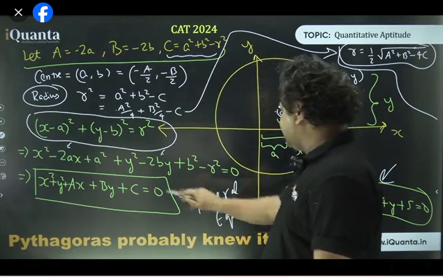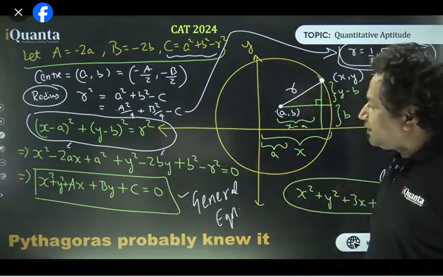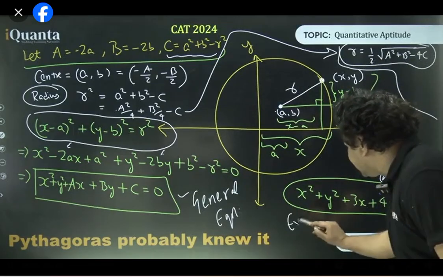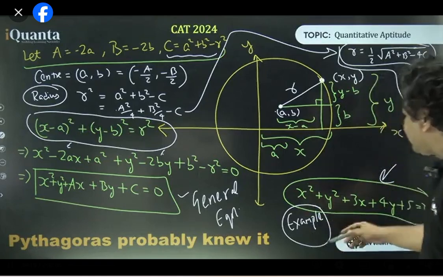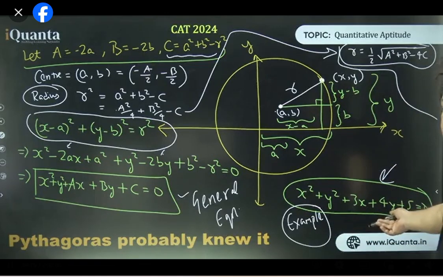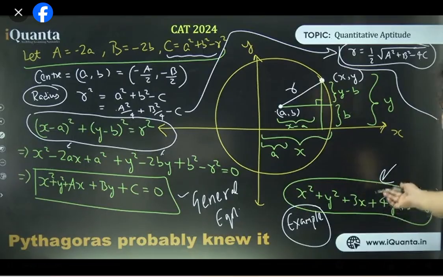All right. Once I got that, I gave you an example. This is the example. This is how a general equation of a circle looks like. And now they can ask you what's the center and radius. What's the center and radius of this circle?